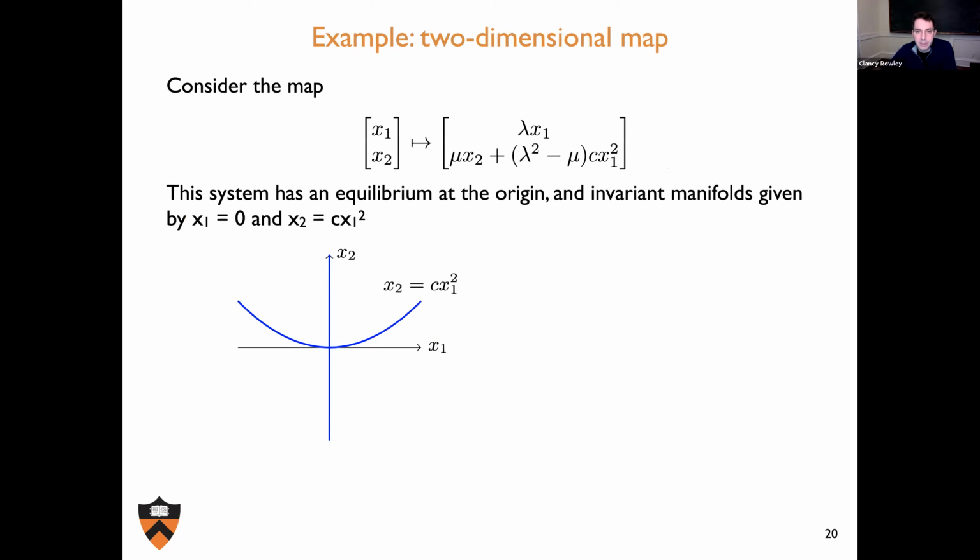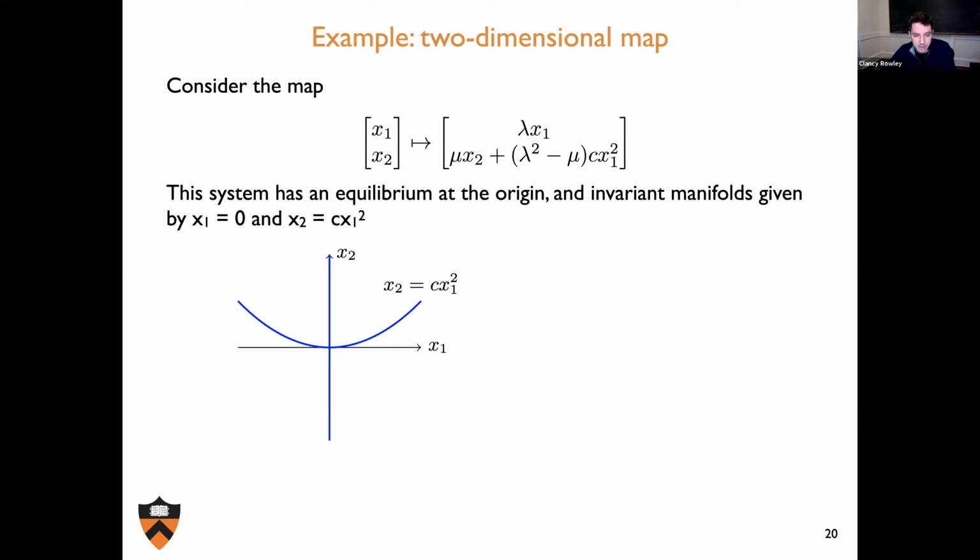So let's take this little map here. So a little two-dimensional map. It maps x1, x2 into lambda x1, comma mu x2 plus that thing times x1 squared. So that system has an equilibrium at the origin. It's easy to see that if x1 and x2 are 0, then they'll stay at 0. And then it has some invariant manifolds you see there. And that little parameter c determines sort of how nonlinear it is. Notice that if c is 0, there's no coefficient in front of x1 squared.